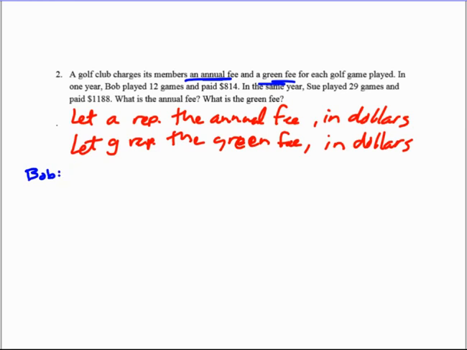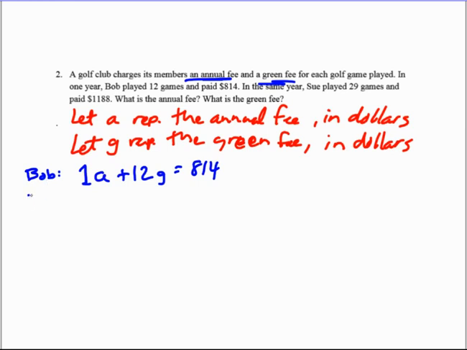Well, he went how many times? They only pay their annual fee once, so there's only one annual fee: 1 times whatever that is. How many times did Bob go? Bob went 12 times, so he has 12 green fees. And in total, he paid 814 the whole season.